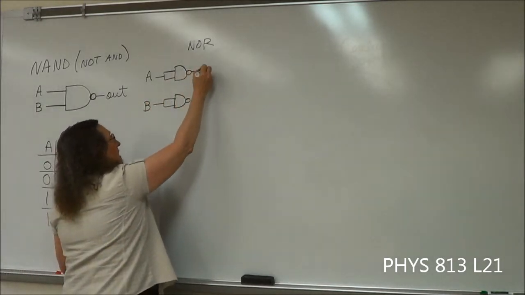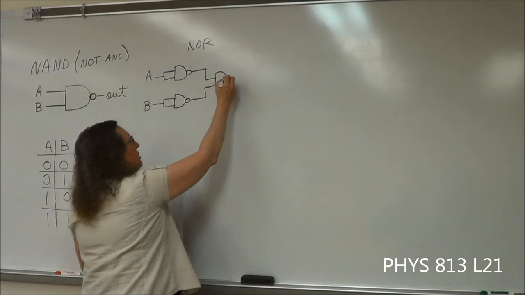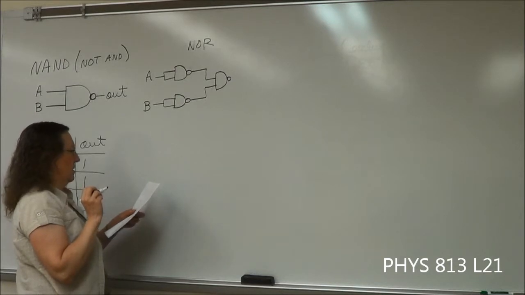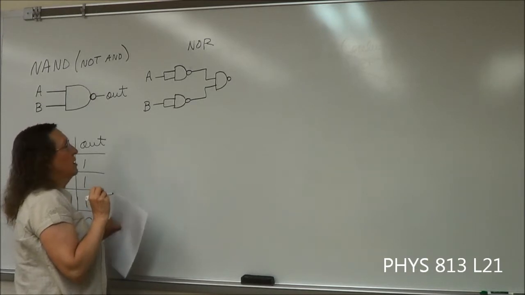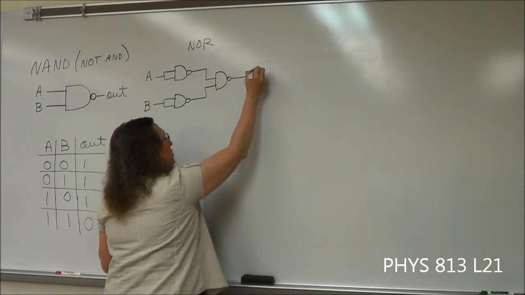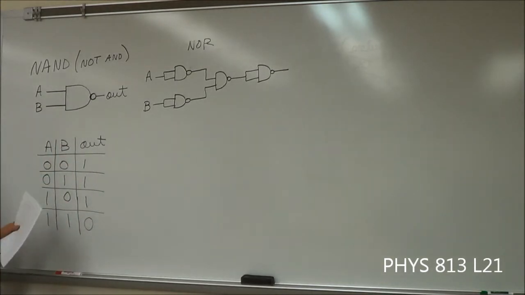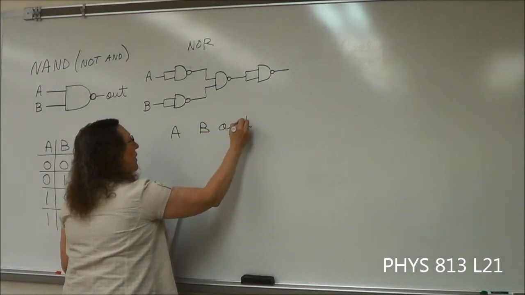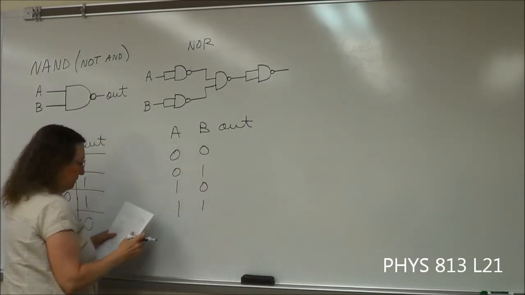Okay, so when this comes out and this comes out, we put both of those into a NAND, and that looks similar to our OR gate that I had over there. So now we want a NOR, so what we're going to do is to take that and put it into another NAND gate. Okay? So we're going to have our A, B, and our output: 0, 0, 0, 1, 1, 0, 1, 1.